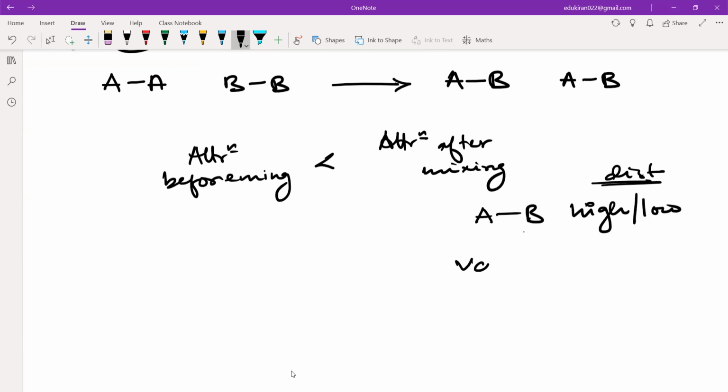If the distance is lower, that means the volume. If the distance is lower, that means the A and B molecules will be sticking together, no? They will be taking less volume. Yes or no? Is it correct? You understood this point? Yes or no?